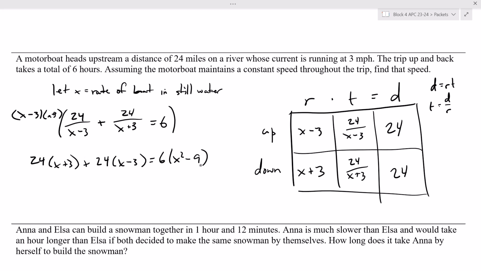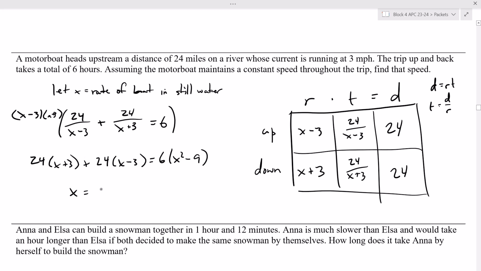Get it? Yeah. We're finding the speed. Did you get it? What'd you get?